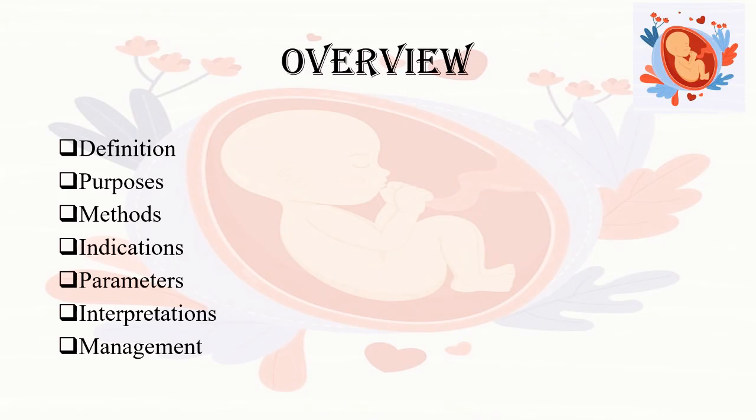So in this session, we would be looking into the definition of cardiotocography, what are its purposes, what are the methods of performing a CTG, indications, parameters that we observe in a CTG, how to interpret a CTG graph, and lastly, if abnormal CTG is there, then how to manage the situation.